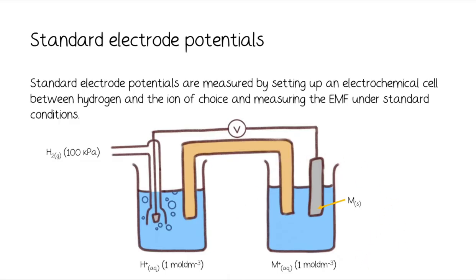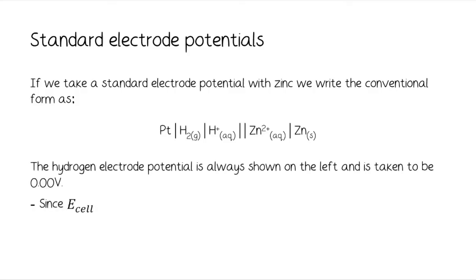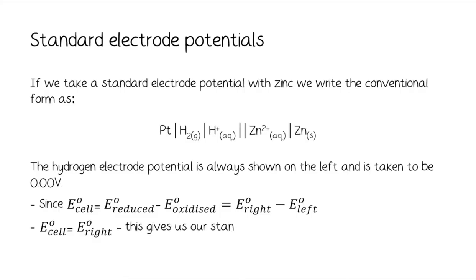And now let's talk about how you actually calculate that. Let me use zinc as an example. If we have a standard electrode potential with zinc, the conventional form would look like this. We've got hydrogen on the left, we've got zinc on the right, and because we're using H2 and H+, the same element, we need to use a platinum electrode. Whenever we're working out a standard electrode potential, we always set the hydrogen electrode potential to be 0. So since E cell equals E reduced minus E oxidized, which is right minus left in this case, E cell equals E right, because the left has become 0.